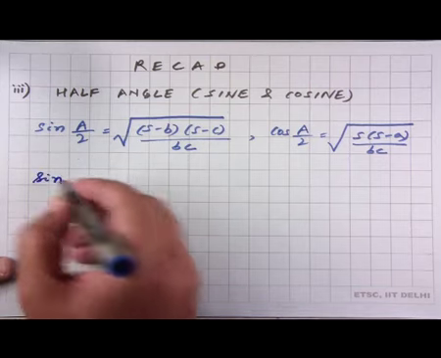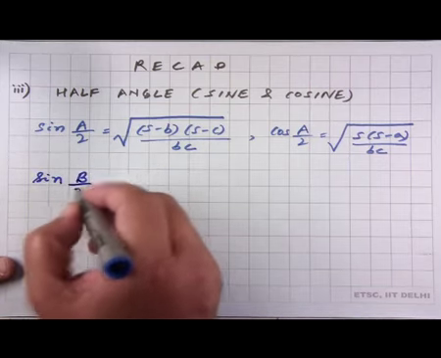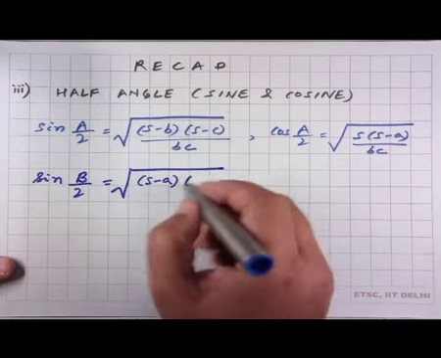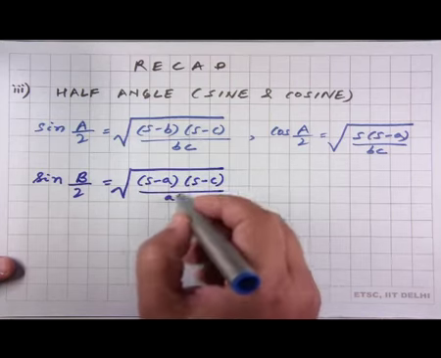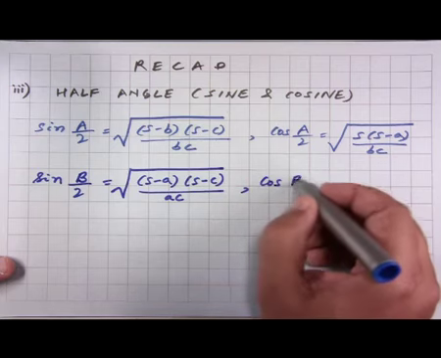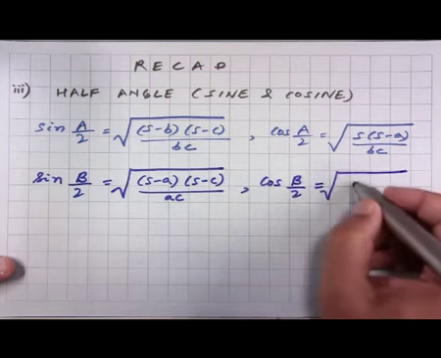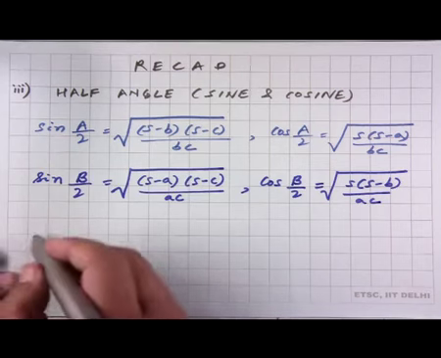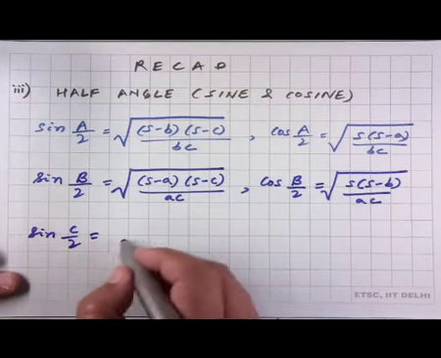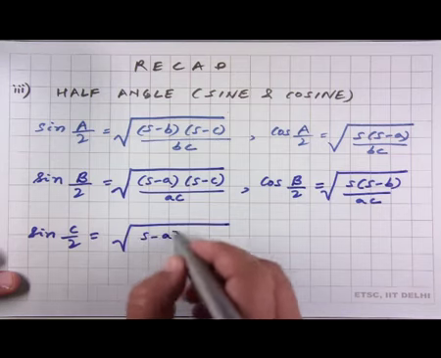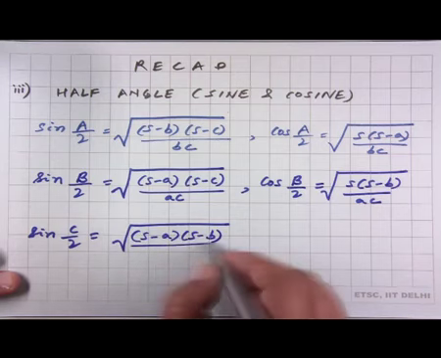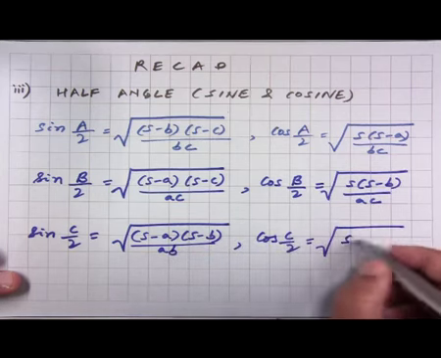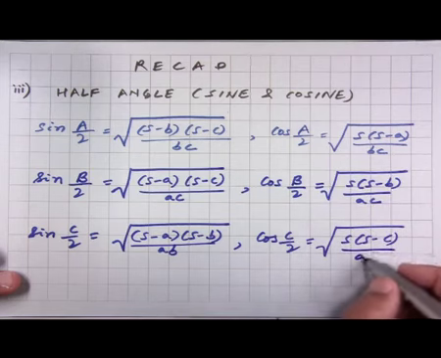So, for example, sine of angle B over 2 will be square root of (S minus a) into (S minus c) over ac. The cosine of B over 2 will be square root of S into (S minus b) over ac, and similarly sine of C by 2 is square root of (S minus a) into (S minus b) over ab, and cosine of C over 2 is square root of S into (S minus c) over ab.